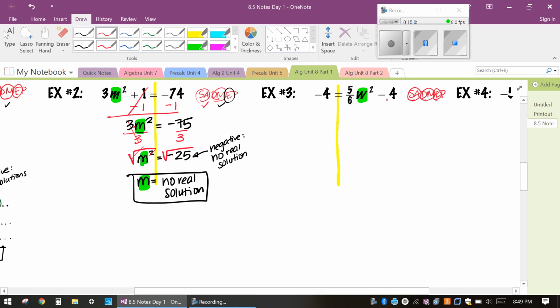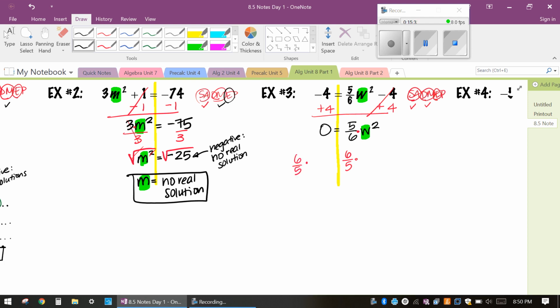So as I look over here, I see subtraction, so I'm going to go ahead and cancel that. I end up with 0. And I'm going to keep going. Look where your variable is. So I got rid of the subtraction and addition. Now I'm going to get rid of the multiplication. I'm going to use the reciprocal. So I'm going to multiply both sides by 6/5.